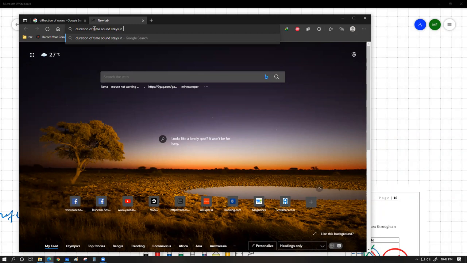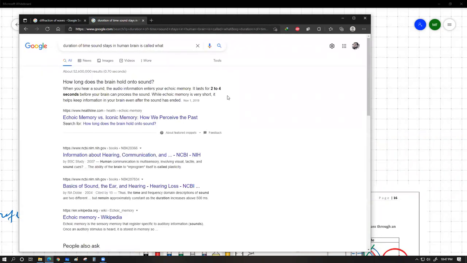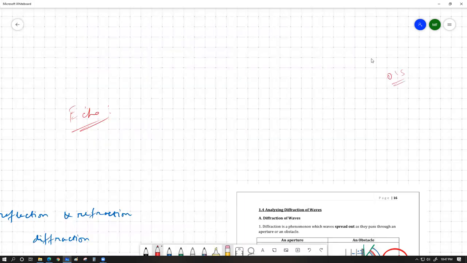The duration of time sound stays in the human brain is called what? Okay, it's called echoic memory. I forgot this phrase. Whenever we hear a sound, it typically lasts within our brain for 2 to 4 seconds, but our biological audible equipment, the ear, can differentiate different sounds when the gap between multiple sounds is at least 0.1 second. Now, let me elaborate what this means.